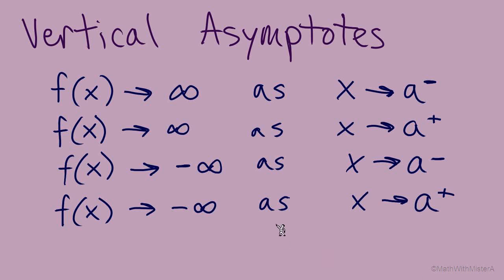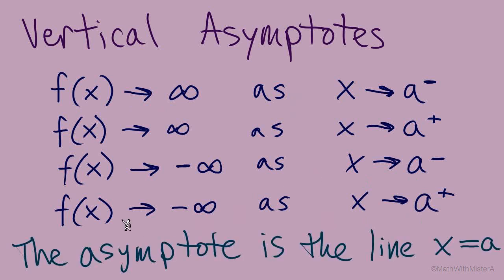So those are a couple examples of how these situations play out. And remember that a is the number where our vertical asymptote is. We can say the asymptote is the line x equals a, and this applies to those vertical asymptotes.